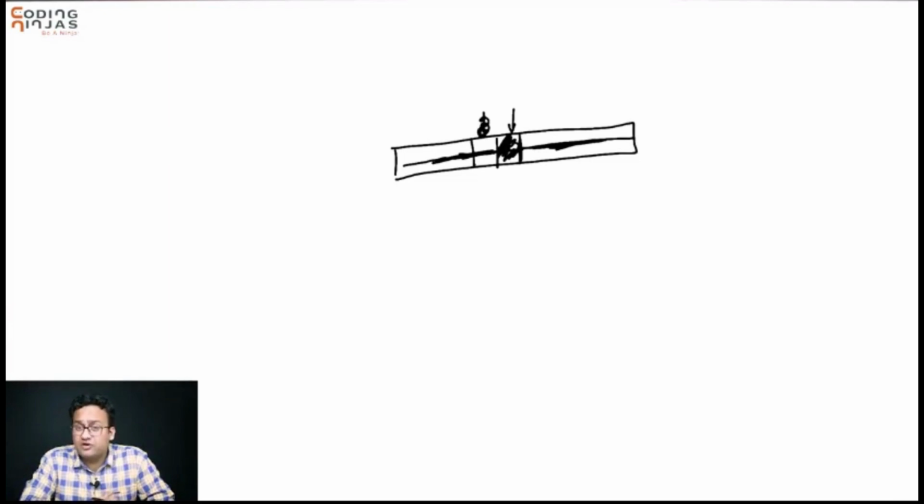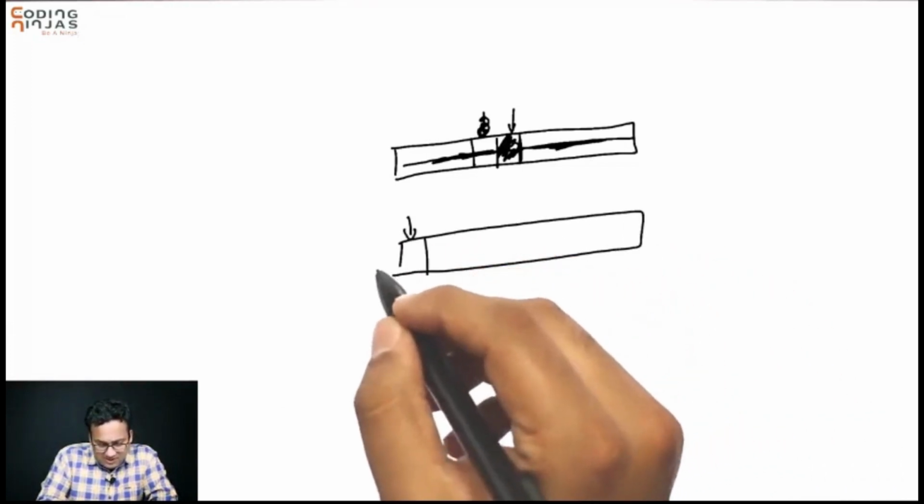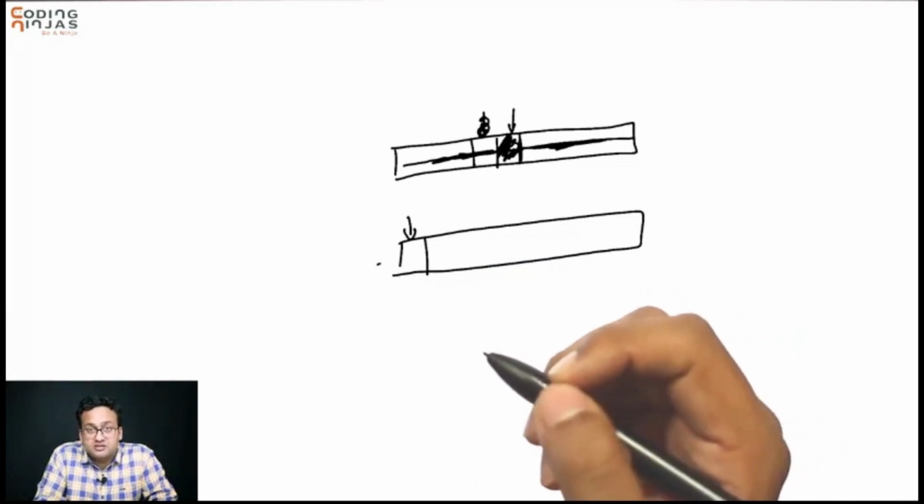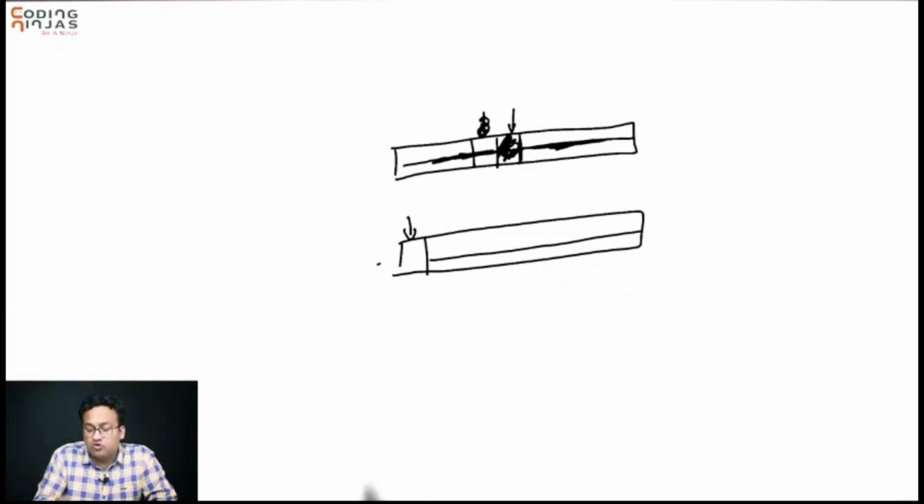So what do you think is the time complexity for this? What are you doing? You went to the first index, the left sum was nothing, you don't have to do much work for that. For the right sum, you have to traverse the whole array.